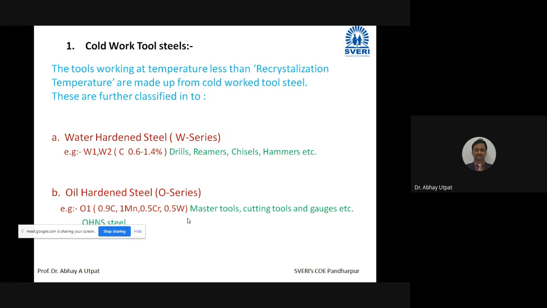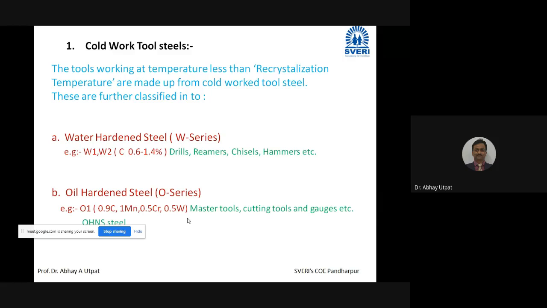Now, there are again four categories of cold work tool steel. It is very interesting, friends. Some hardening treatment is involved, and you are going to become familiar with it in the chapter on heat treatment process. But as the reference came earlier, you have to remember it. So there are four categories of cold work tool steel.